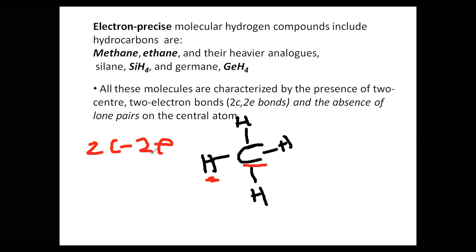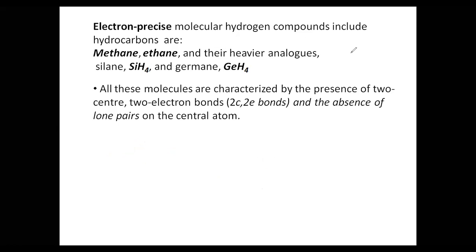Remember the point. The two electrons are rotating, or are in between the two centers only. This one bond, or two electrons, are in between these two centers, hydrogen and this carbon. This is called the molecular hydrides, the electron precise hydrides.